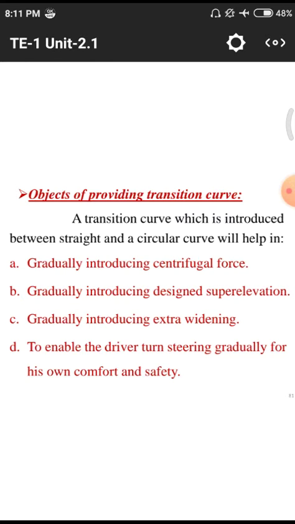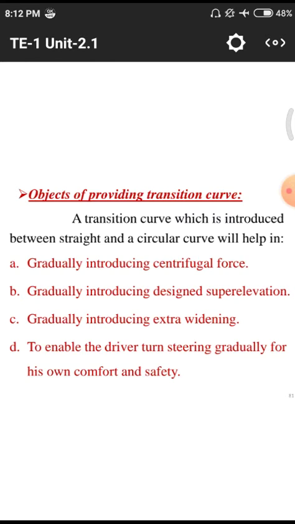These are the main objectives, four objectives. First one is gradually introducing centrifugal force. That means centrifugal force should increase gradually, not with a sudden rise. If there is a sudden rise, the vehicle will slip. We need to increase the centrifugal force gradually, like 0 to 5, 10, 20, 30, not suddenly from 0 to 20.